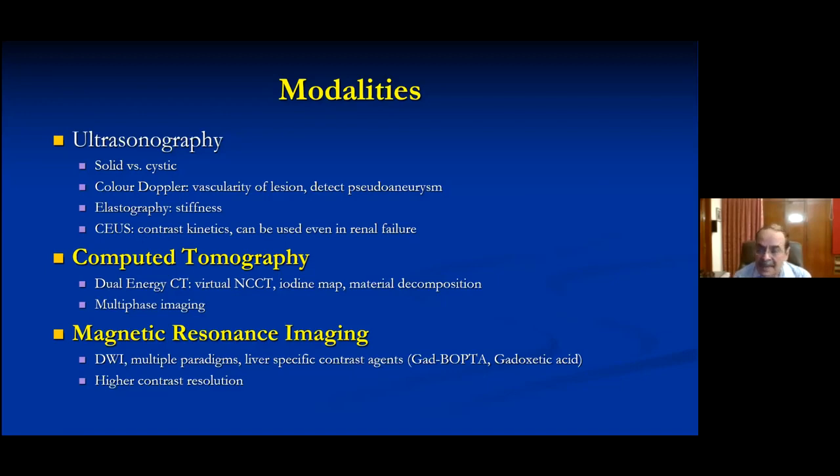In the ideal world, the modality of choice for evaluating a focal liver lesion would be MR, because this offers multiple advantages. It has better contrast resolution than CT. It provides multiple paradigms for characterizing liver lesions. You don't just depend on contrast kinetics, but you have the T1 signal, the T2 signal. You can have liver-specific contrast agents like gadoxetic acid, which is taken up by hepatocytes. You can add on diffusion-weighted imaging. So it provides you multiple ways by which you can characterize liver lesions, as against CT, where you're essentially looking at the contrast kinetics. However, it is expensive, and also for logistic reasons, we do still land up using CT in a majority of situations, even in tertiary care hospitals.